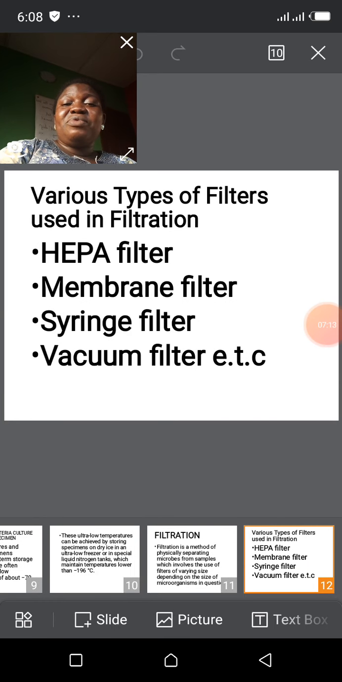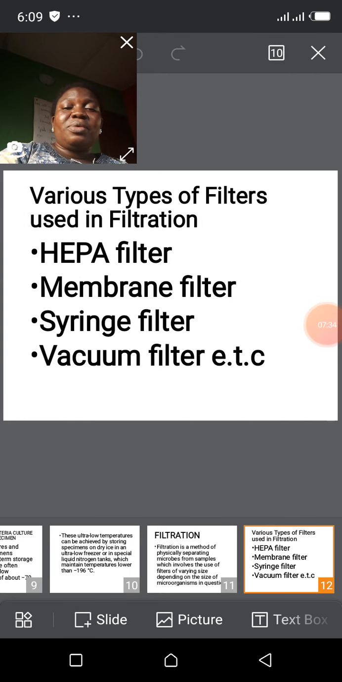Now we have various types of filters that could be used in filtration as a method of controlling harmful microorganisms. Types of filter include HEPA filter, membrane filter, syringe filter, vacuum filter, etc.